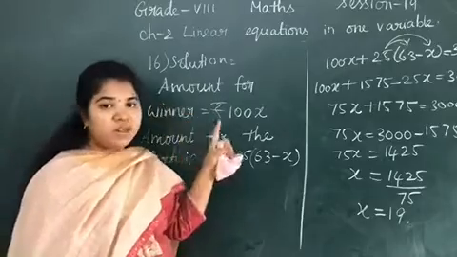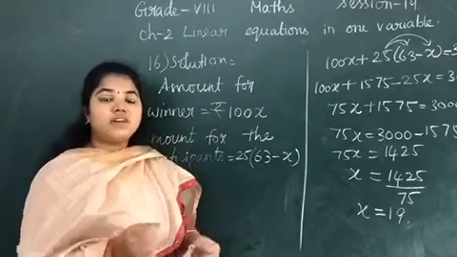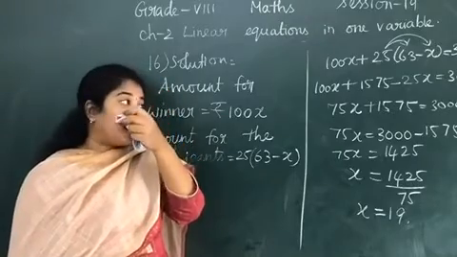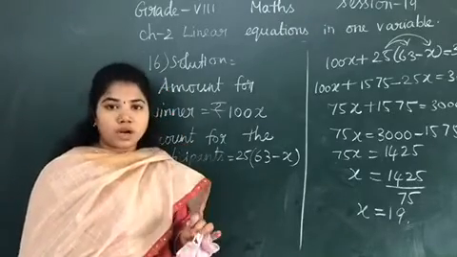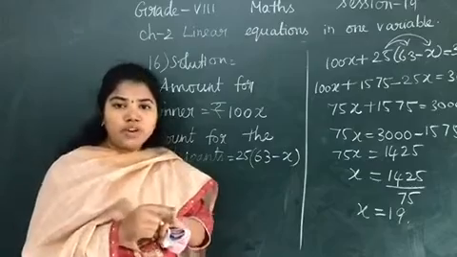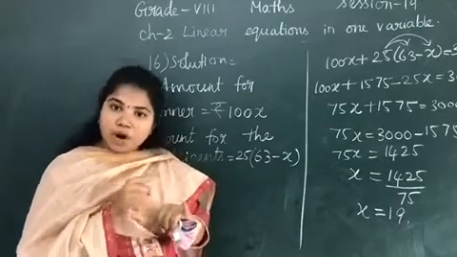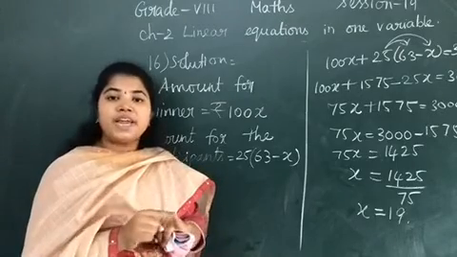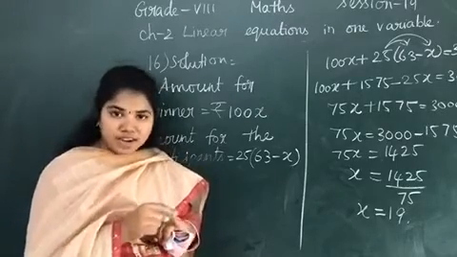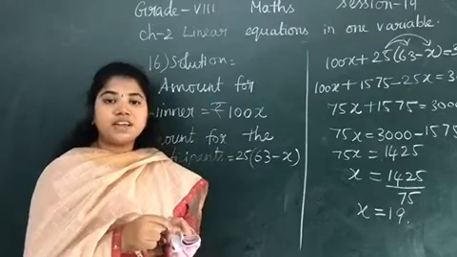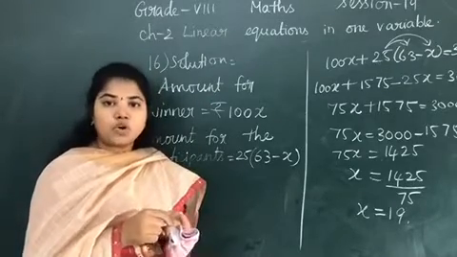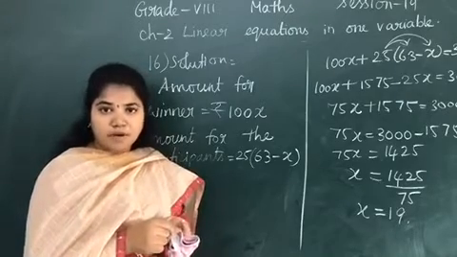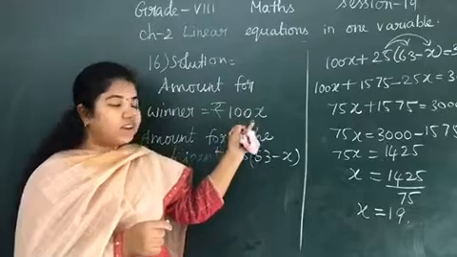This is the 16th sum in exercise 2.2. There is a competition. In the competition, the winner is getting rupees 100 and the participant is getting rupees 25. Winner alone will get 100. The winner is a participant also, but he will not be getting rupees 25. He will be getting only 100. So the winner is considered as x and the participant is considered as 63 minus x, because the total number of participants is 63. So 63 minus x is considered as the number of participants and the winner is considered as x.